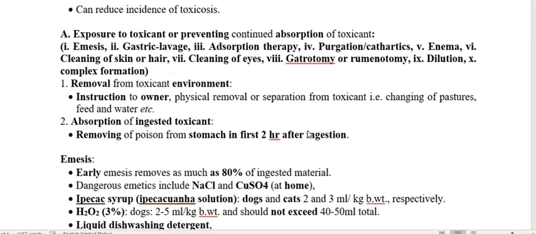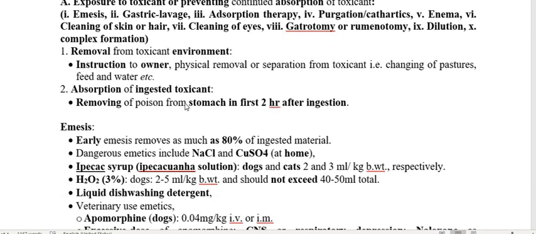By all these protocols, we are going to remove the toxicant from the gastrointestinal tract, and therefore the chances of toxicity get reduced, because if the toxicant is no more in the GI tract, then how is it going to produce toxicity? So we have to reduce the amount of toxicant present in the GI tract by these processes. We have to go through them one by one.